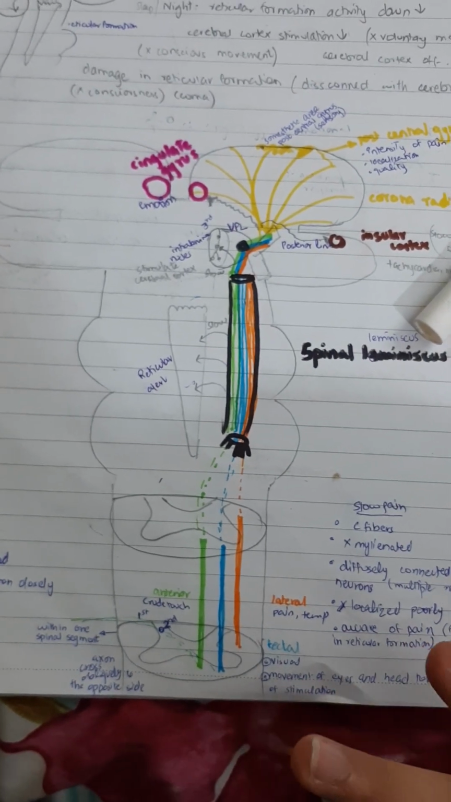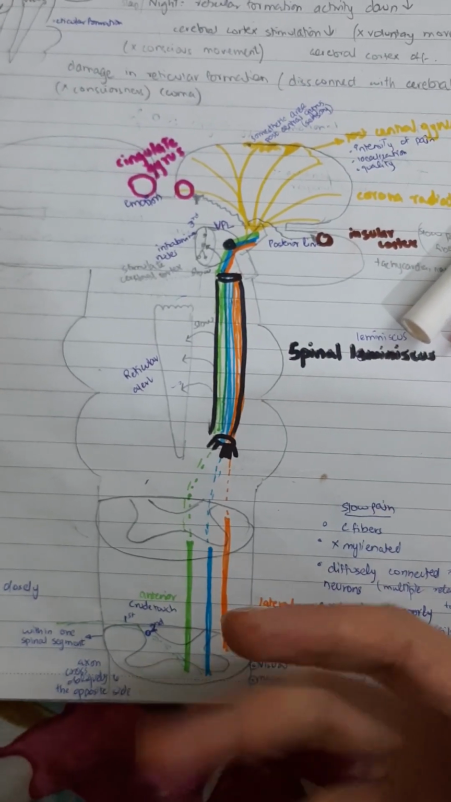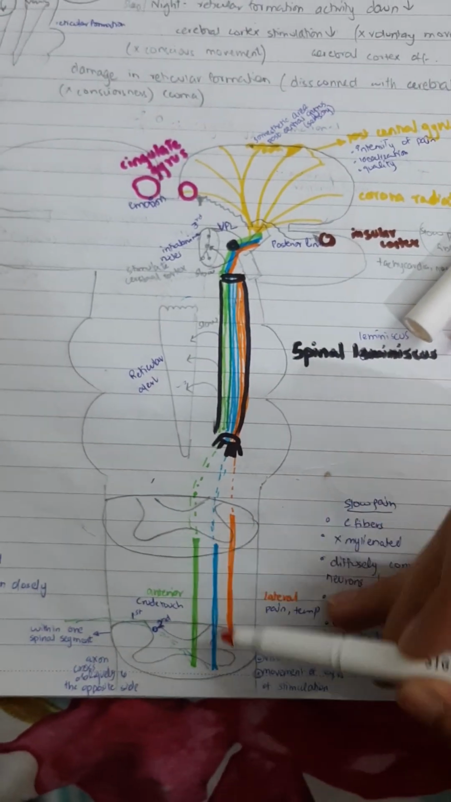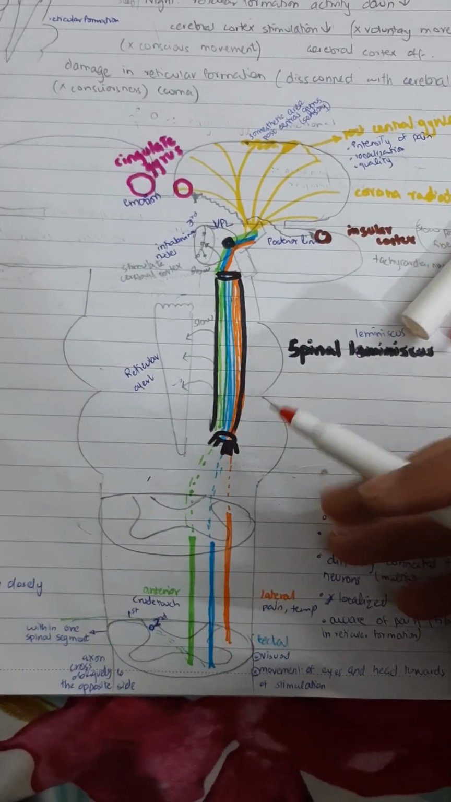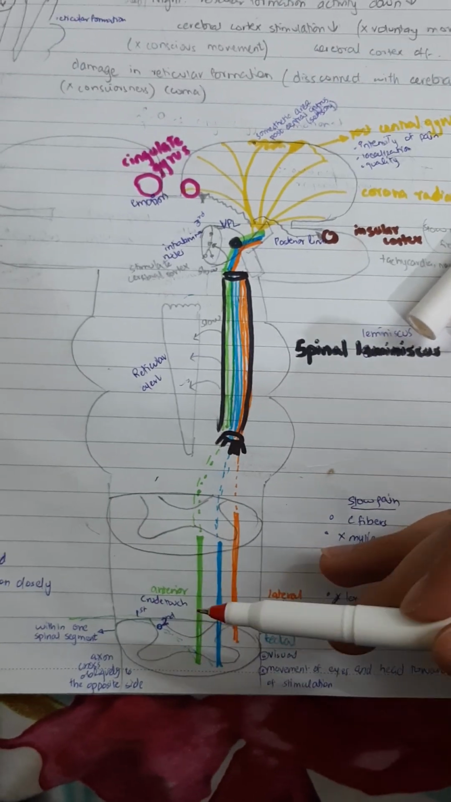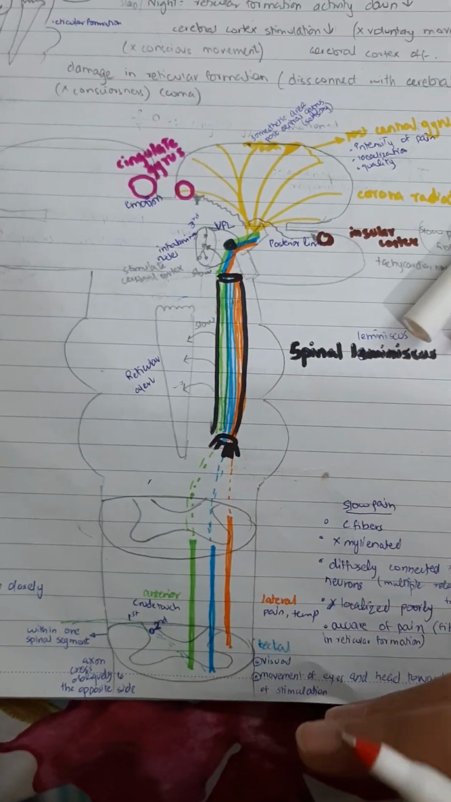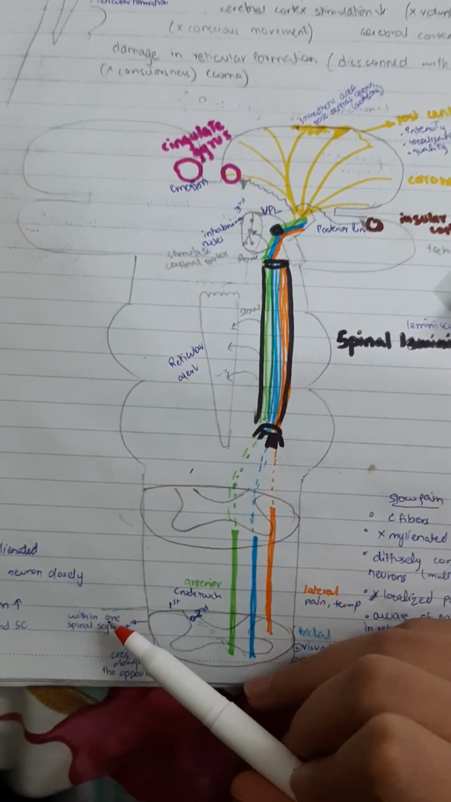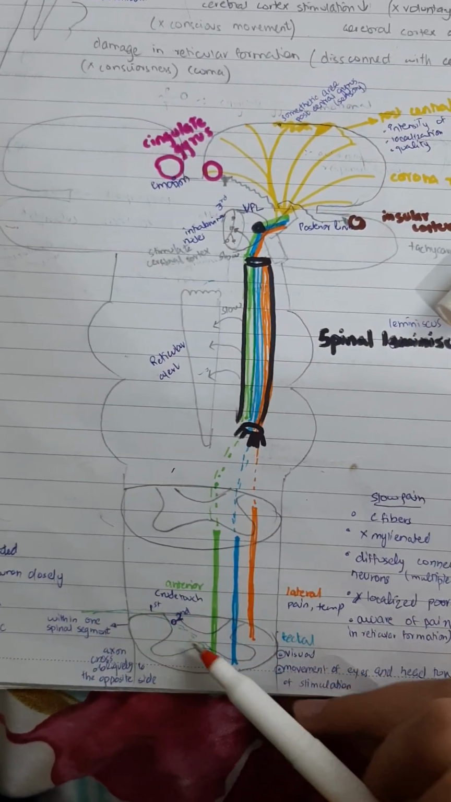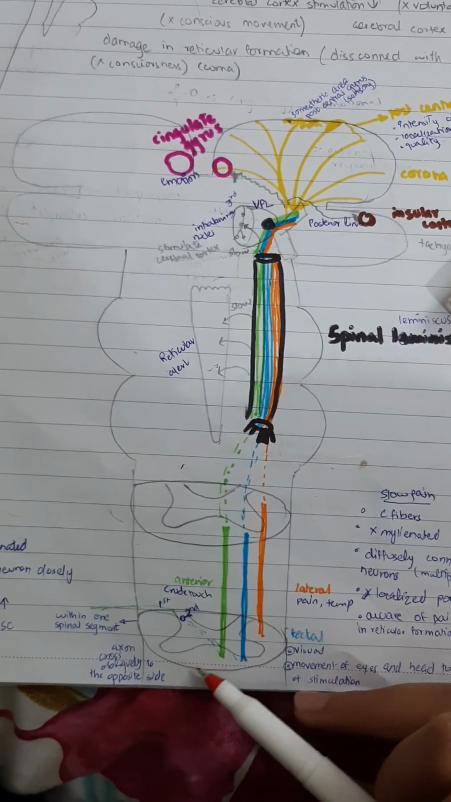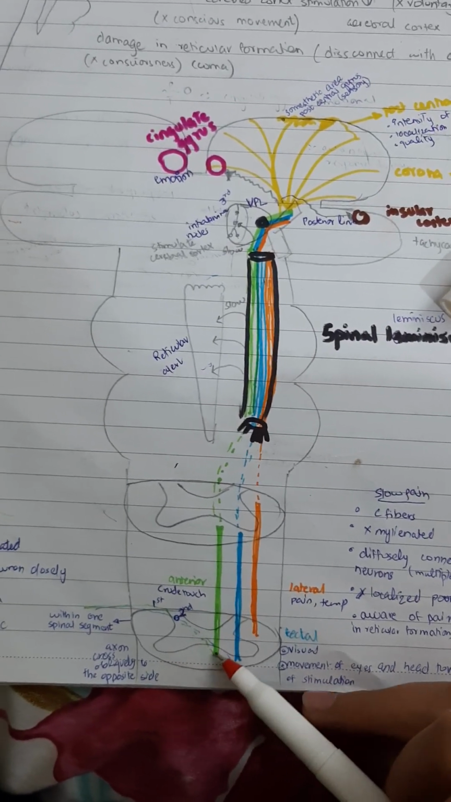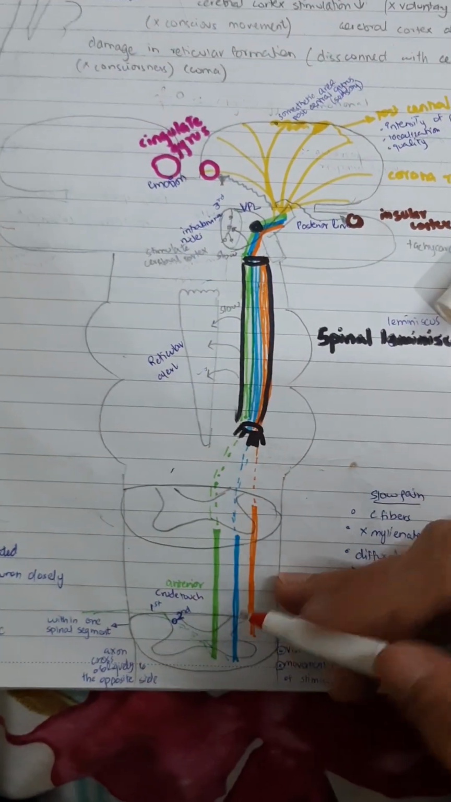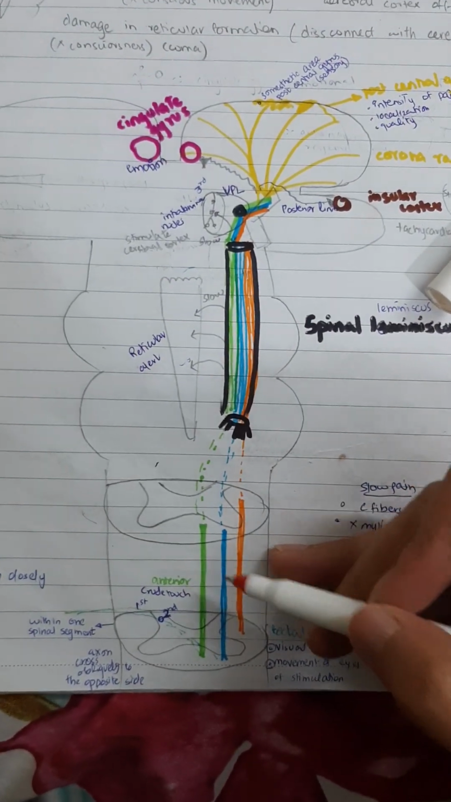So here, what makes up the spinal lemniscus? There are 3 pathways that form the spinal lemniscus. You have your anterior pathway, lateral, and spinotectal pathway. In the anterior spinothalamic pathway, when the fibers cross over, they come to the anterior white part of your spinal cord, and then they ascend upwards, and this is your anterior spinothalamic pathway.